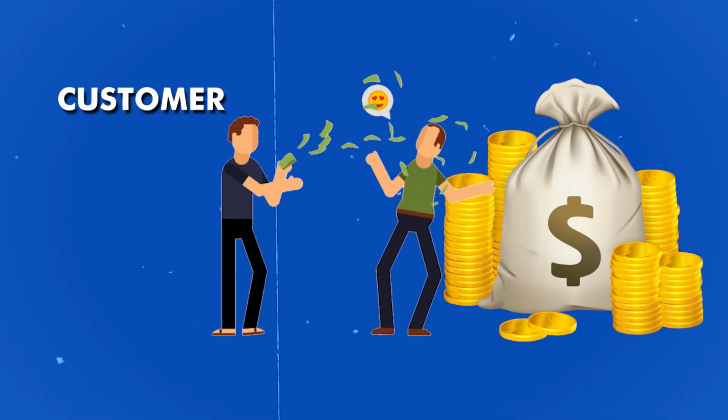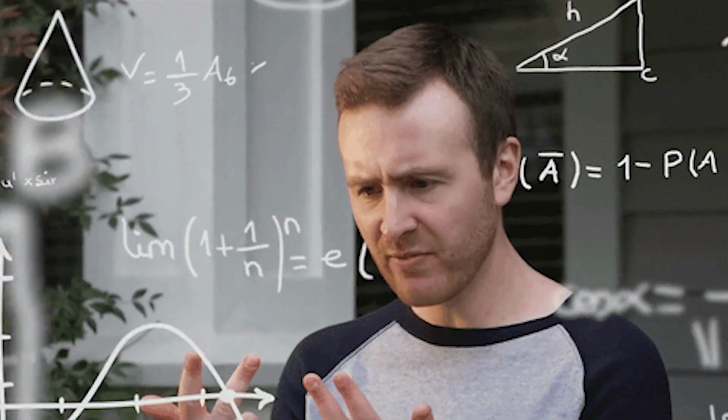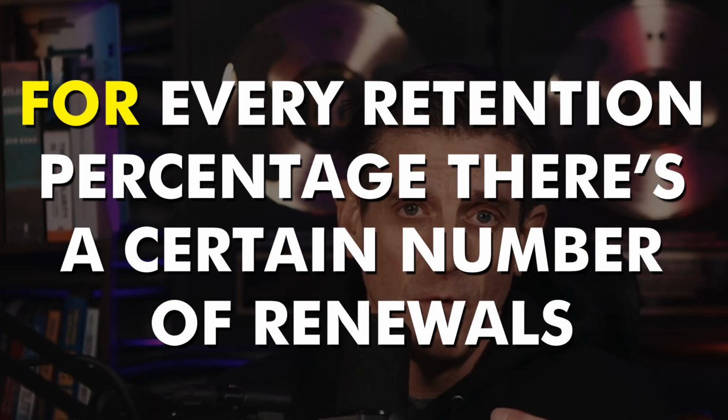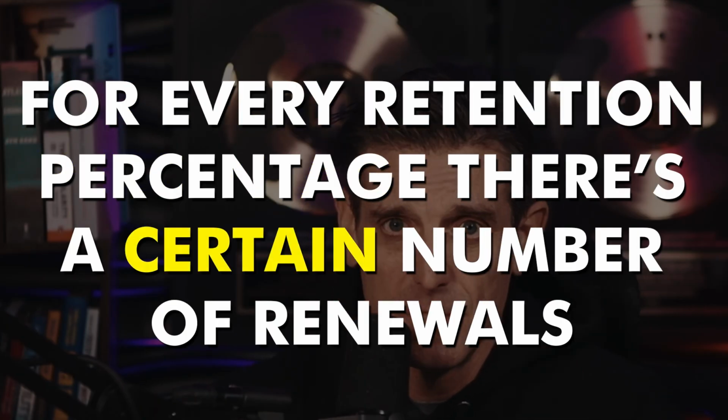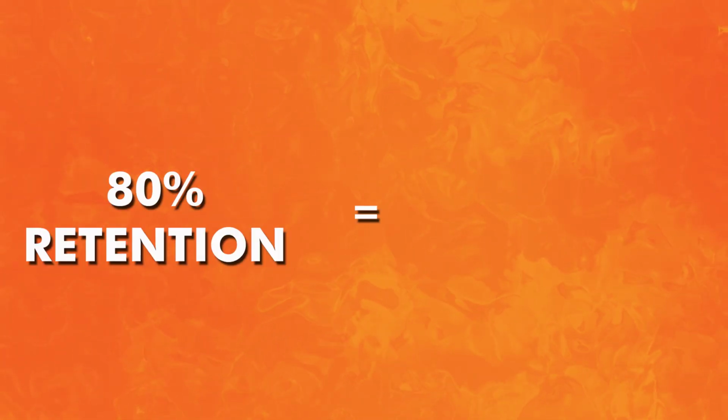So what is it? Lifetime value is the sum of all of the revenue that that customer client is going to generate over the course of them being with you. Now we can figure this out using our retention number, right? So for every retention percentage, there's a certain number of renewals that are going to occur. And it doesn't matter whether it's a 6-month renewal or a 1-year renewal. You can actually figure out based on your retention how many renewals you're going to have. So for example, if you have an 80% renewal or 80% retention rate, it's going to be about 4 renewals. That's just the math on it, right?